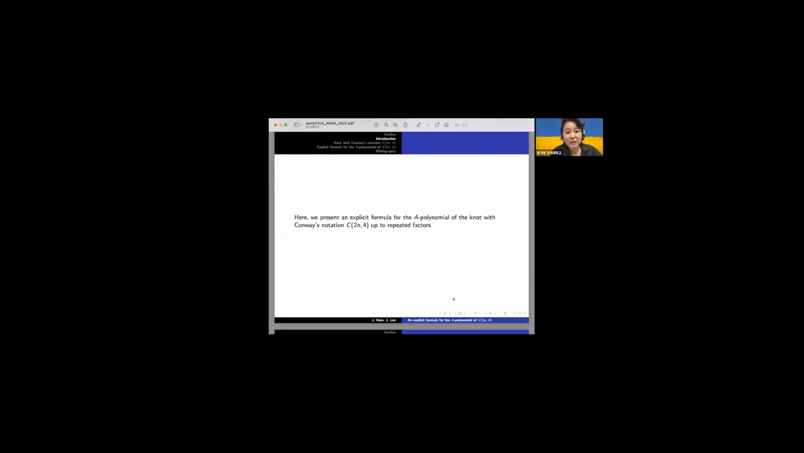Here we present an explicit formula for the A-polynomial of the knot with Conway notation C(2, 4) up to repeated factors. This is the main purpose of this talk: to introduce the explicit formula for the A-polynomial of the knot with Conway notation C(2, 4) up to repeated factors.